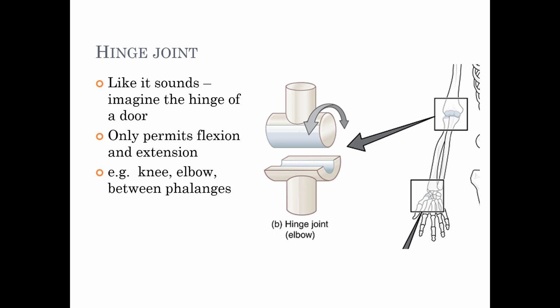The hinge joint. The hinge joint is like it sounds. It's like the hinge of a door. It only permits flexion and extension. The knee joint, the elbow joint, and between your phalanges, so between the bones of your fingers, are all hinge joints.